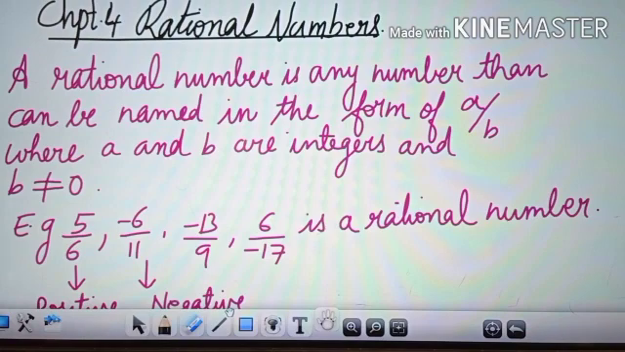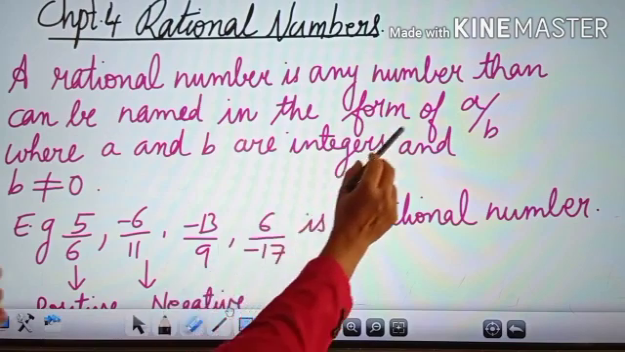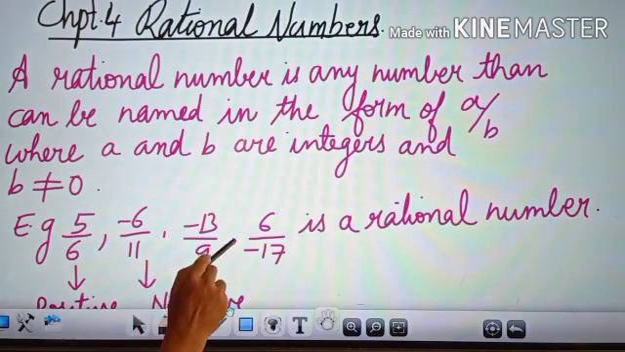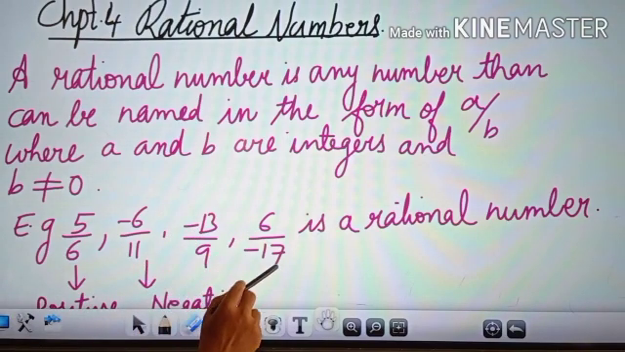A rational number is any number that can be named in the form of a upon b, where a and b are integers and b is not equal to 0. And you know this a is the numerator and b is the denominator, and the denominator should not be 0. Example: 5 upon 6, minus 6 upon 11, minus 13 upon 9, 6 upon minus 13 are rational numbers.